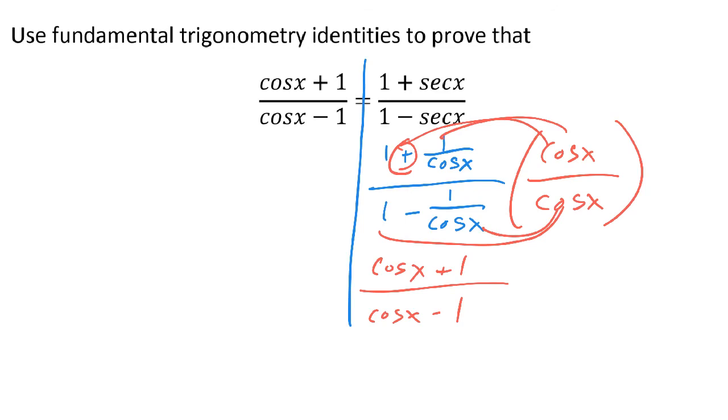trick. I suppose if you wanted to work on the left side, you could just do the same thing and change the cosines to 1 over secant, and then it'd be the same cool trick.